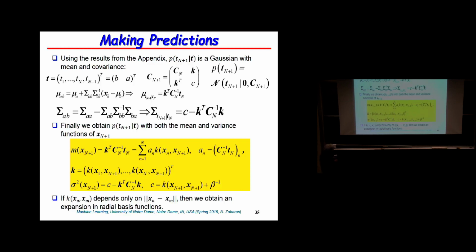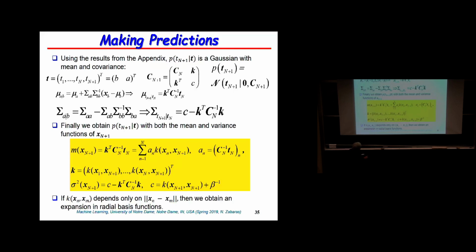Not that we have to follow that avenue, but if you take this vector here and define it as alpha, with the n-th component defined as the n-th component of a vector A, you can write the mean at the point xn plus 1 as the summation of these components an times the kernel evaluated at xn plus 1 and at each of the training points xn.